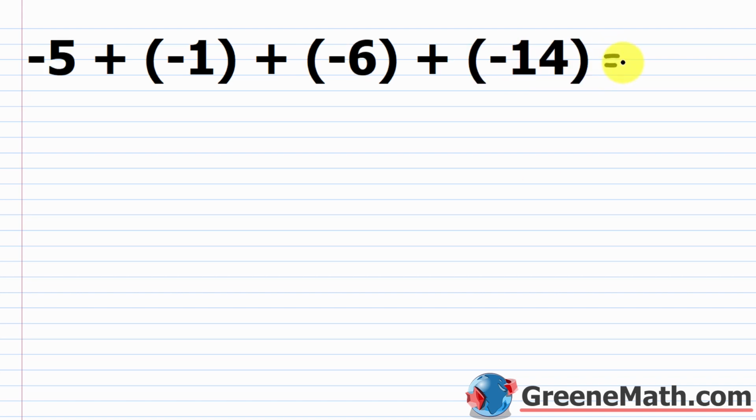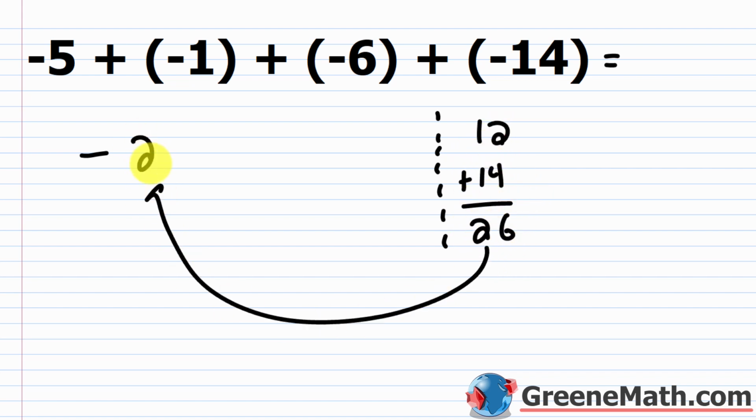Let's do another one. So here we have -5 plus -1 plus -6 plus -14. So every sign here is negative. So the answer is negative. And then just add the absolute values. So 5 plus 1 is 6. 6 plus 6 is 12. And then 12 plus 14, I think a lot of you know that's 26. You can do it in your head, but let's just do it off to the side just so nobody's lost. 2 plus 4 is 6. 1 plus 1 is 2. So you're just going to bring that over here and say that the answer is -26.